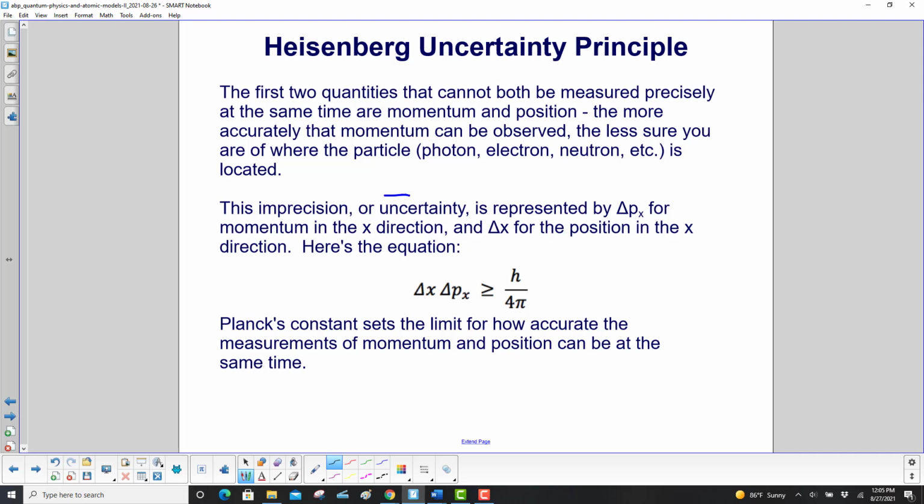This imprecision or uncertainty is represented by delta px for momentum in the x direction and delta x for the position in the x direction. Here's the equation. h is Planck's constant, and sometimes you might see it written as h bar over 2, where h bar is equal to h over 2 pi. Planck's constant sets the limit for how accurate the measurements of momentum and position can be at the same time.